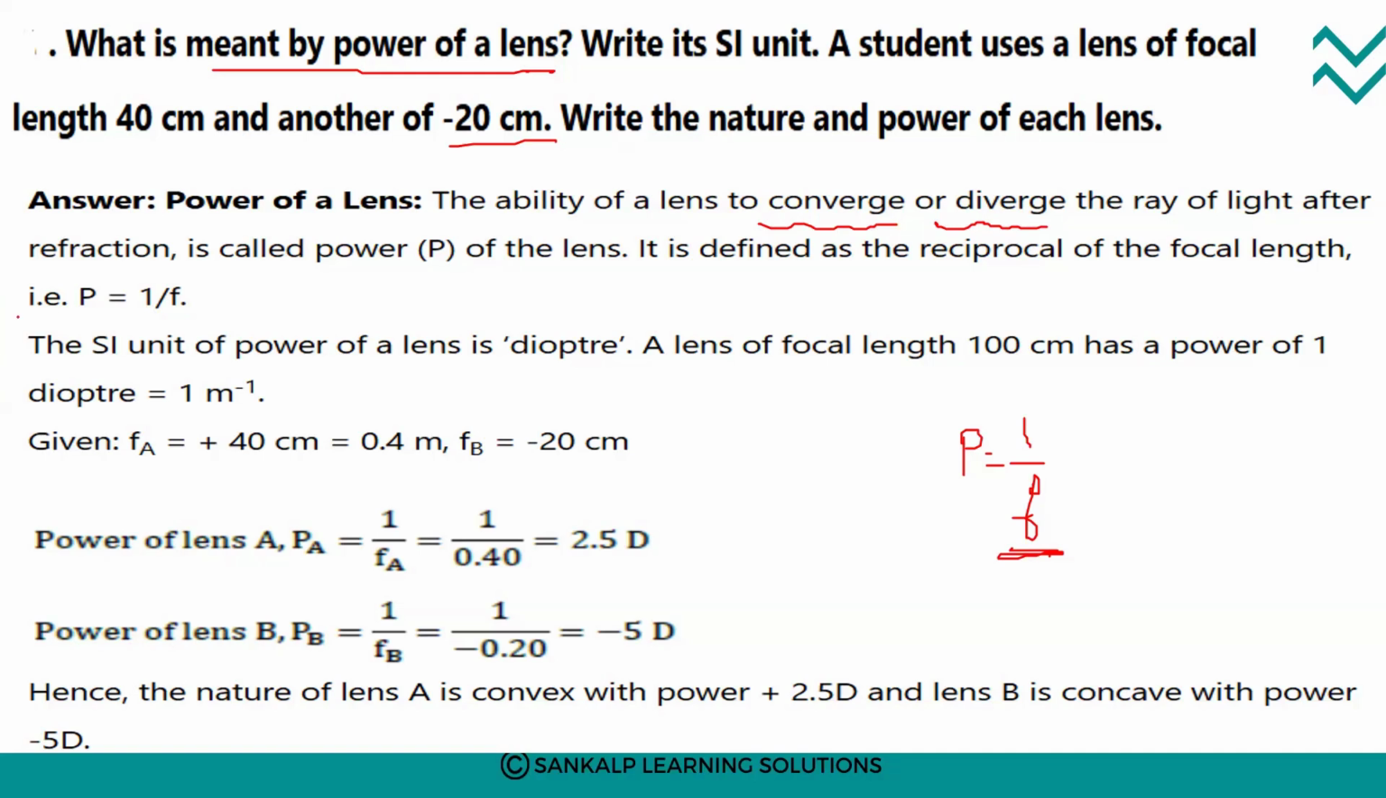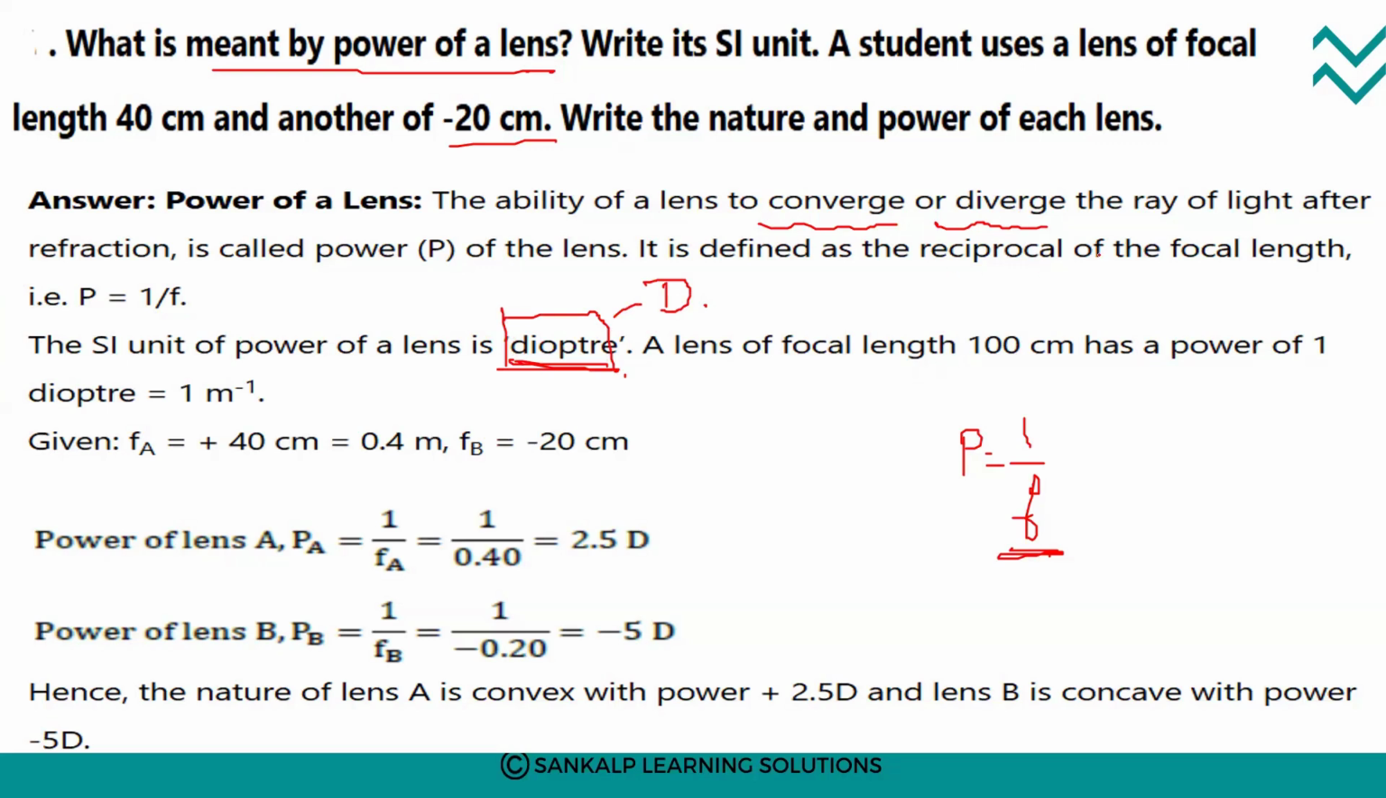The SI unit of the power of a lens is diopter. Remember, this is very, very important. It is denoted by the letter capital D. A lens of focal length 100 centimeter has a power of 1 diopter, that means 1 per meter.